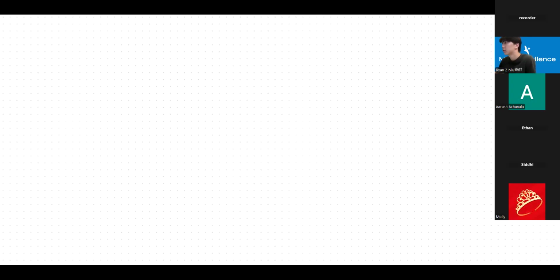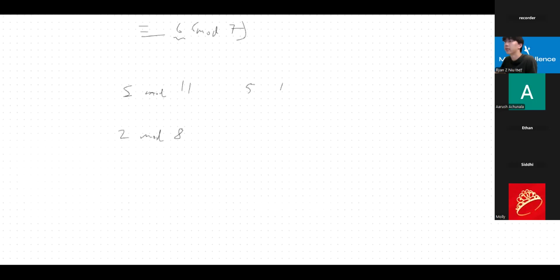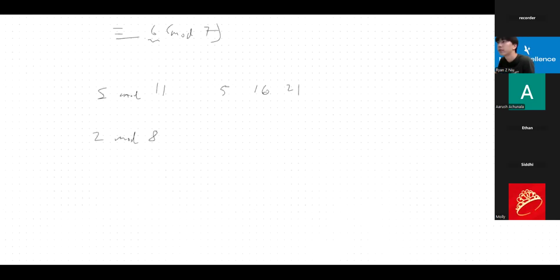So the first problem says, find the smallest integer that leaves a remainder of 5 when divided by 11 and a remainder of 2 when divided by 8. So 5 mod 11 and 2 mod 8. And I'd just say for the purposes of the AMC 8, really what you can do is just start listing out the possible combinations. And it shouldn't take too long before you find the right one.